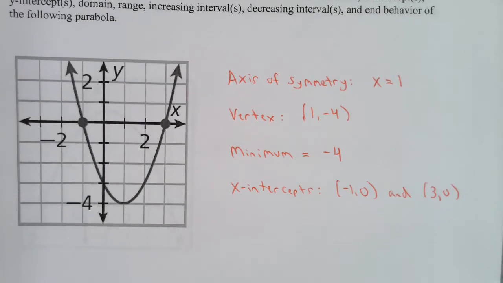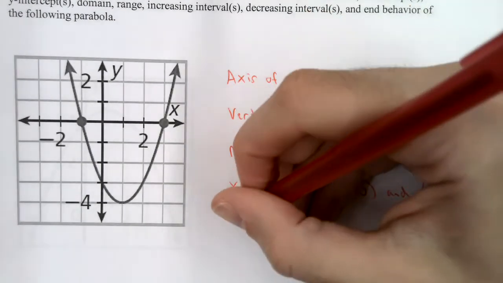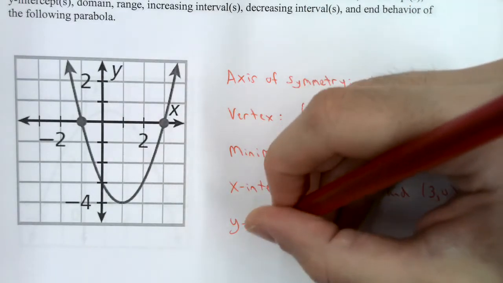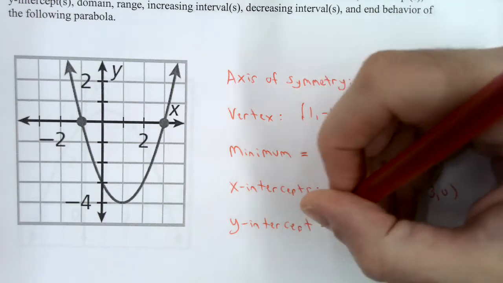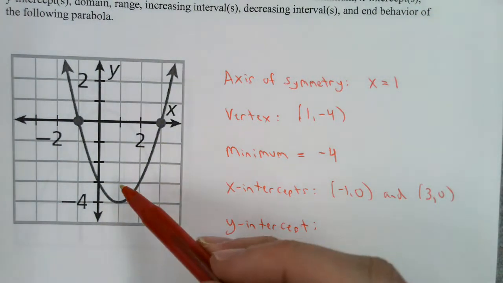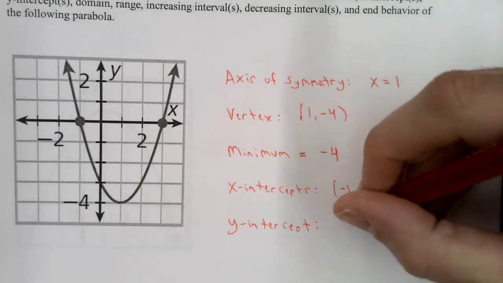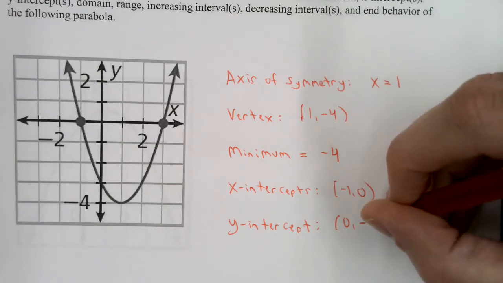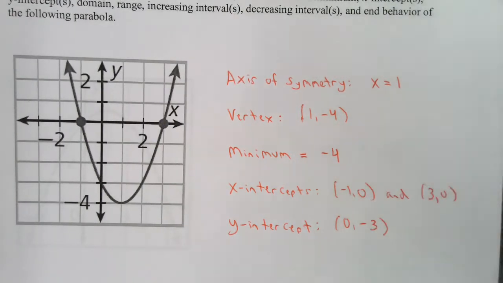Next up, let's do the y-intercept. Okay, we're going in order. So next up will be the y-intercept, where the graph crosses the y-axis, 0, -3. That's how I'd like you to write the answers for tests and quizzes for the x and y-intercepts.